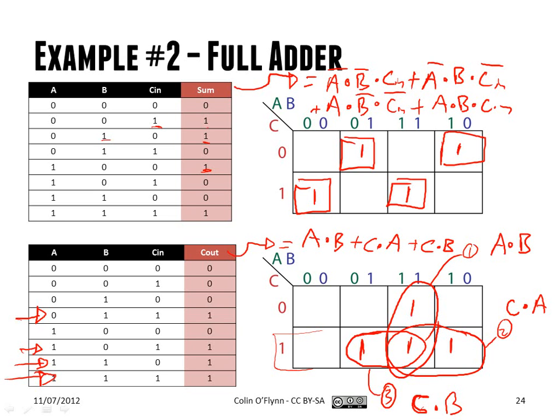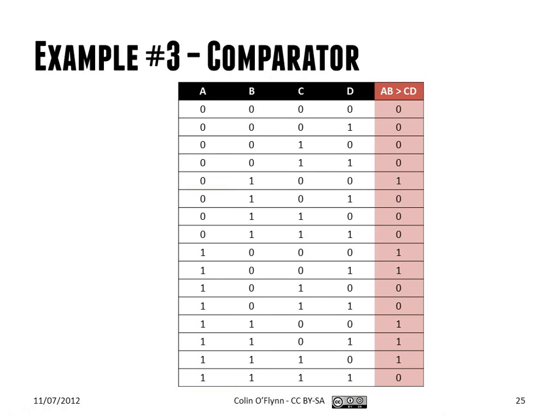Okay, so the next example that I'll do will be a comparator. So this is something we, for example, haven't seen before, and this is a 4-input example. So how the comparator is working is I've split A and B into 2 inputs, and I consider A and B one binary number, number 1, say, and C and D a second number 2. The output is 1 only if A and B is greater than C and D.